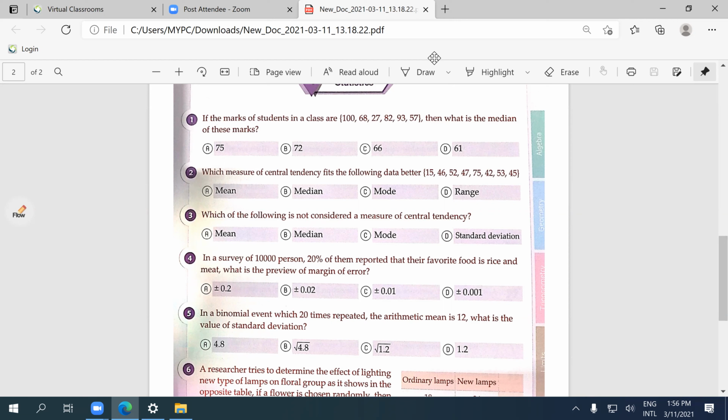So the median is to arrange the numbers. If you have an odd number of values, you will get the number in the middle.